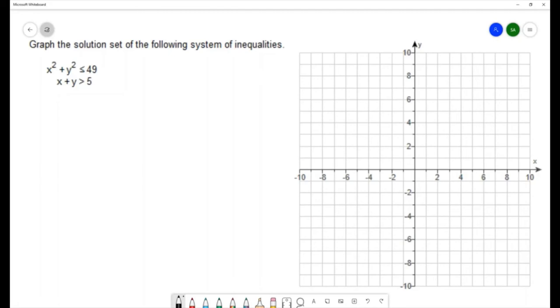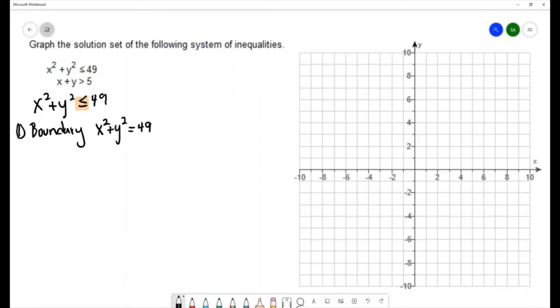So when we graph the solution set of a system, we need to graph the individual inequalities onto the same coordinate plane. So we'll start with the first one, x squared plus y squared is less than or equal to 49. We're going to start by graphing the boundary. And to get the boundary, we're going to replace that inequality symbol with an equal sign. That's x squared plus y squared equals 49.